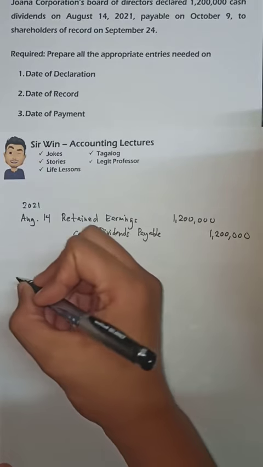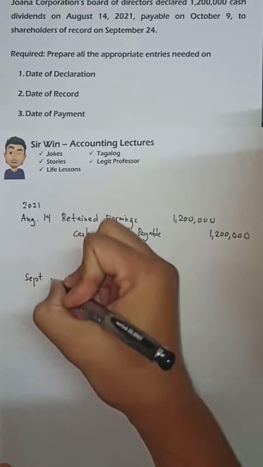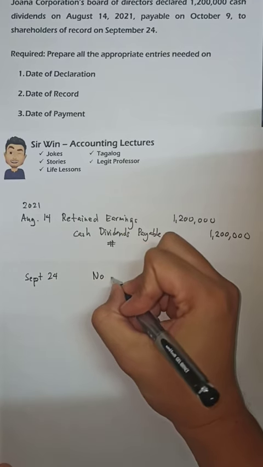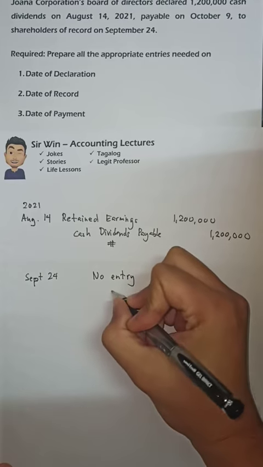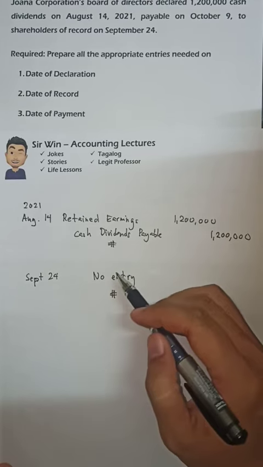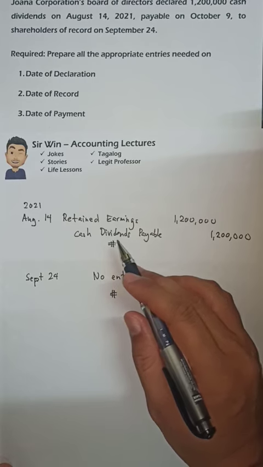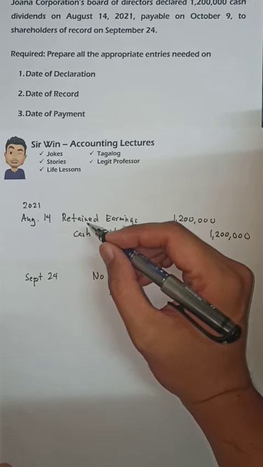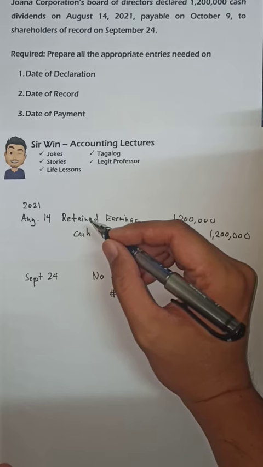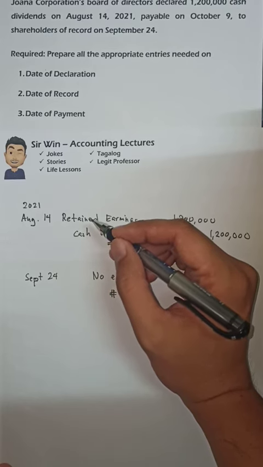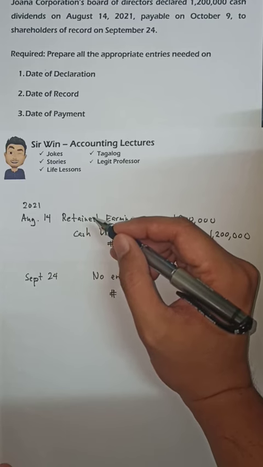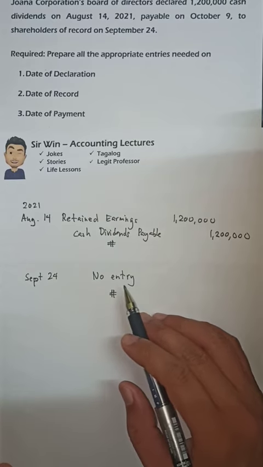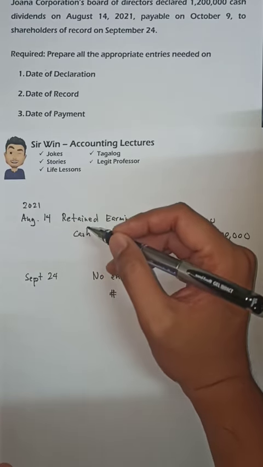Again, that is September 24. There is no entry on the date of record. Bakit nga po? Kasi ang date of record, dun mo lang naman nalalaman kung sino yung specific shareholder na makakatanggap ng dividends. Pero sa point of view ng corporation, kahit sino pa yan, ang importante ay magbabayad yung corporation. So it doesn't matter who it is sa point of view natin. Kaya nga po, sa date of record, no entry sa books ni corporation.